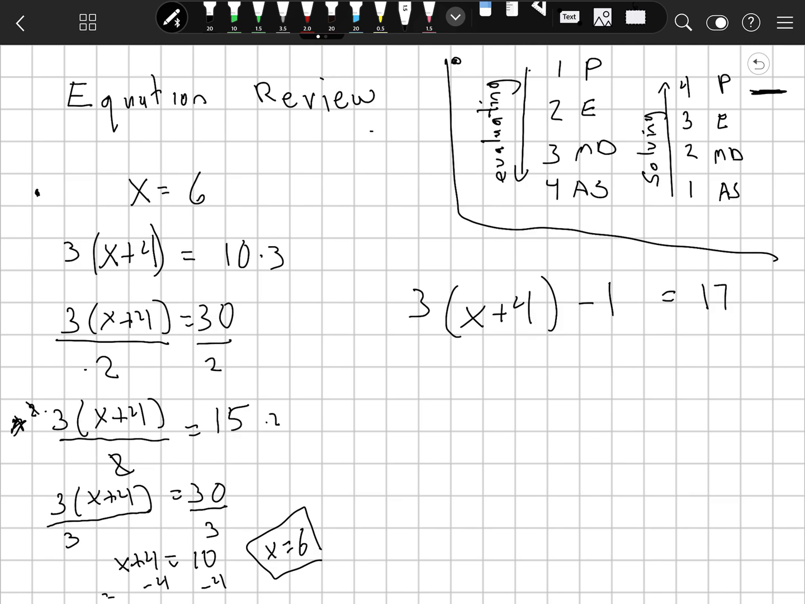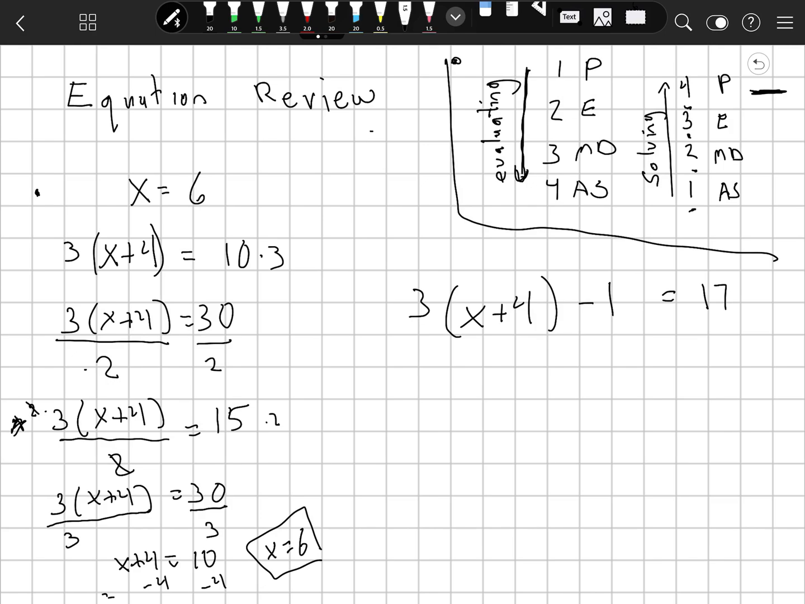So over here in the corner, I have this idea of order of operations. When we're evaluating an expression with a variable in it, we just do what's in parentheses first, exponent second, multiply, divide third, add and subtract fourth. But when we're solving an equation, we're undoing things, so it's the opposite order. You're going to add and subtract first, multiply, divide second, exponents third, and parentheses fourth.